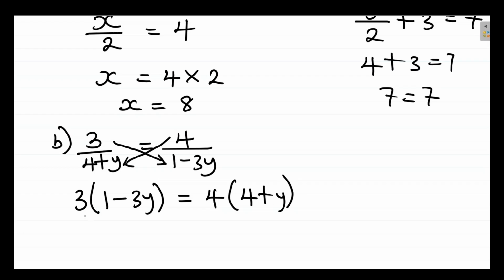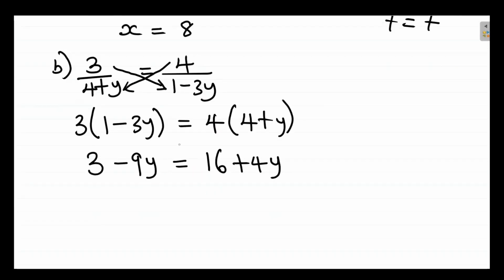Now we have to open up our bracket to simplify our equation. So we have that 3 times 1 is 3. 3 times negative 3y is negative 9y equal to 4 times 4 is 16. 4 times y is plus 4y.